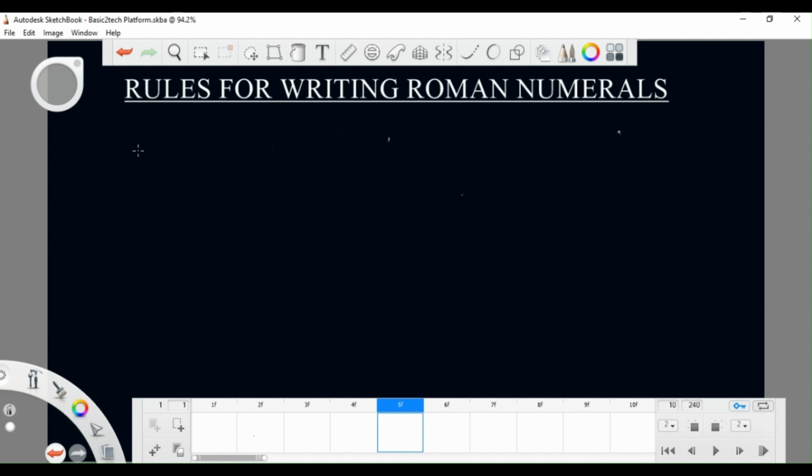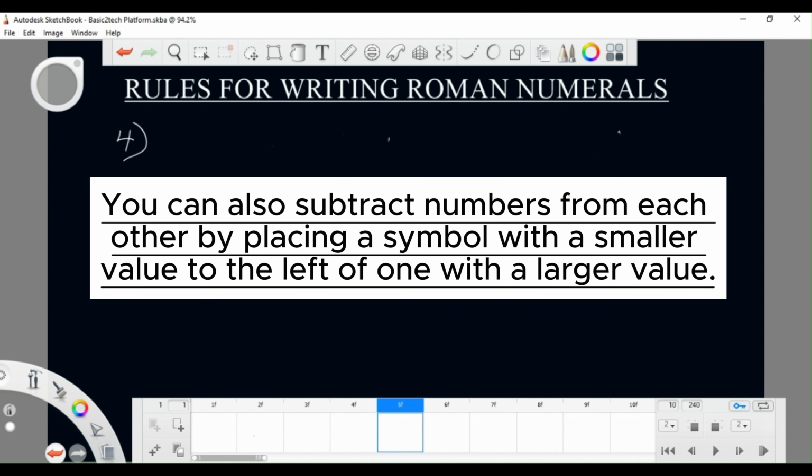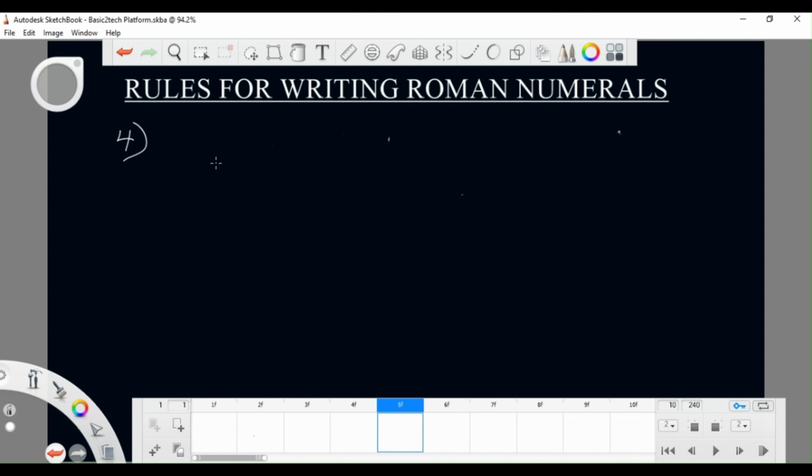Let's go to rule number four. It states that you can subtract numbers from each other by placing a symbol with a smaller value to the left of one with a larger value. Again, remember, we have several symbols. We have the I, V, X, L, C, D, M. And these symbols are increasing from left to right. I is 1, V is 5, X is 10, L is 50, C is 100, D is 500, and M is 1000.